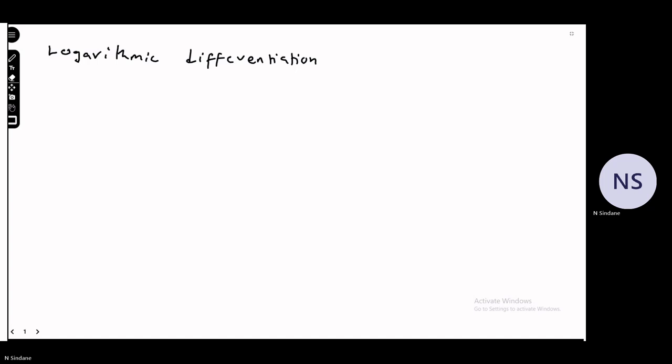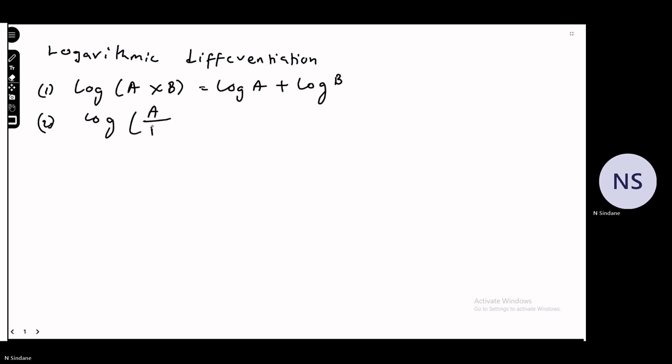First law: when you have log of A multiplied by B, this is similar to log of A plus log of B. Number two: when you have log of A divided by B, this is similar to log of A minus log of B. Number three: when you have log of A to the power n, this is similar to n log of A.